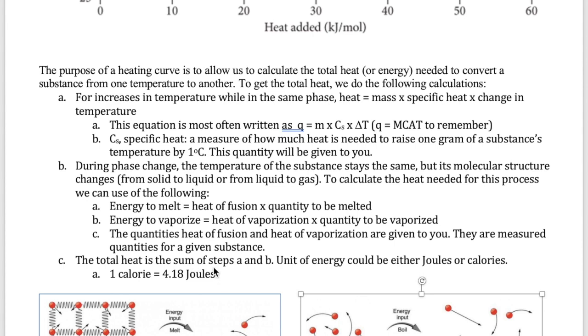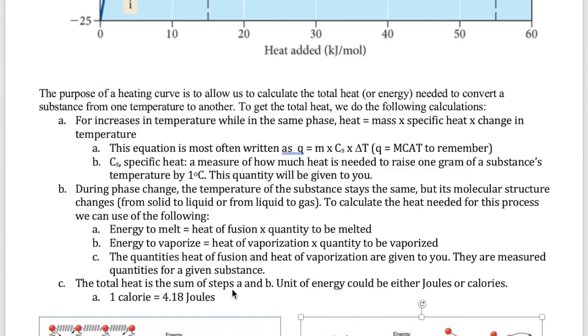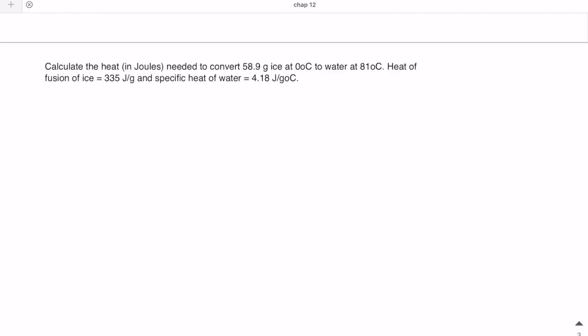The total heat that's needed for the entire heating curve is just the sum of all the steps in the curve. We're going to work through an example of how to use the heating curve to help us calculate the amount of heat needed to go through a particular process of phase change as well as heating the substance to a certain temperature. This problem says that you have to calculate the heat that's needed to convert 58.9 grams of ice at 0 degrees Celsius to water at 81 degrees Celsius.